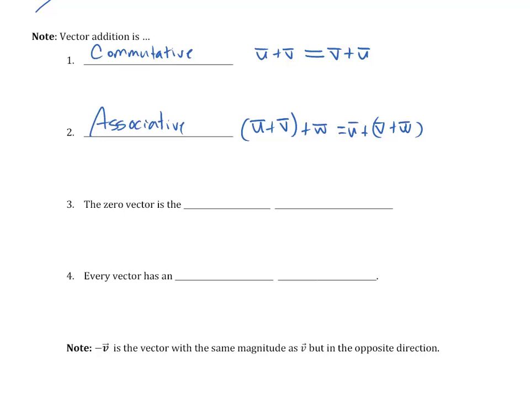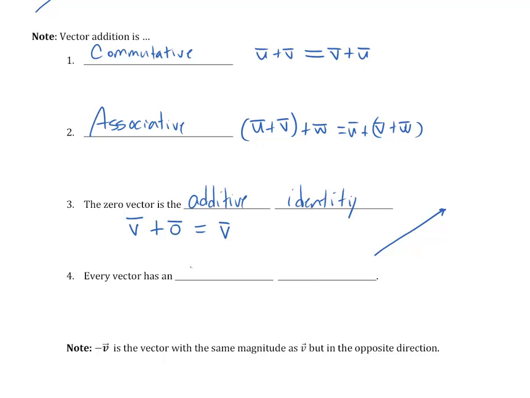Next, another property is that the zero vector is what's called the additive identity. If you take any vector v and add 0 to it, and I don't mean the number 0, I mean the vector 0, a vector that has 0 length to it. So if you're starting with v here and you add nothing to it, what do you get? Well, you get v. So the 0 vector is the additive identity.